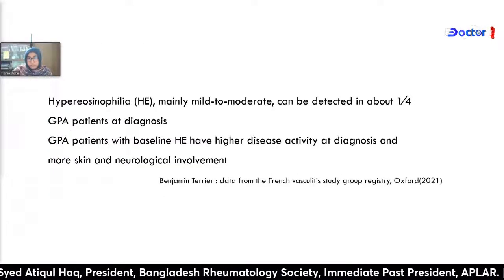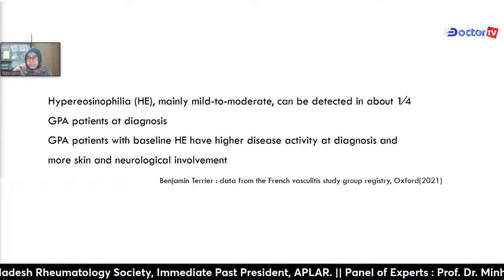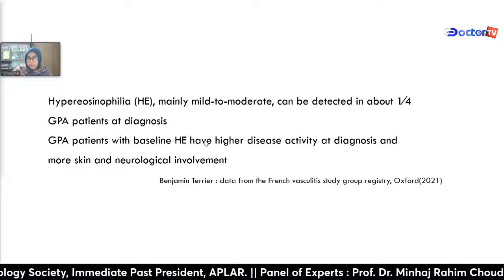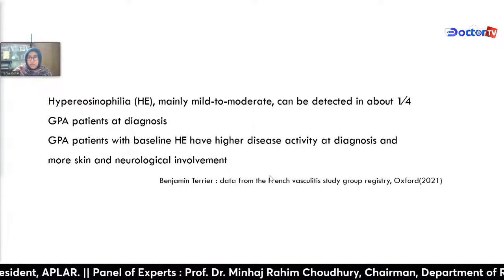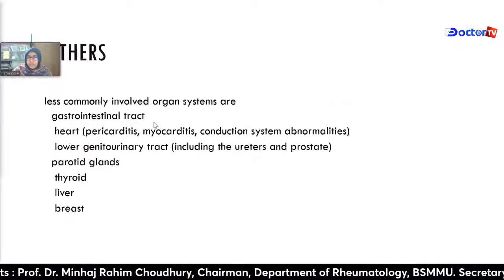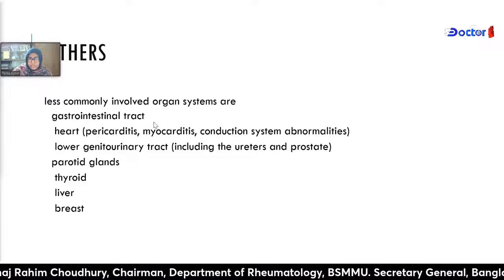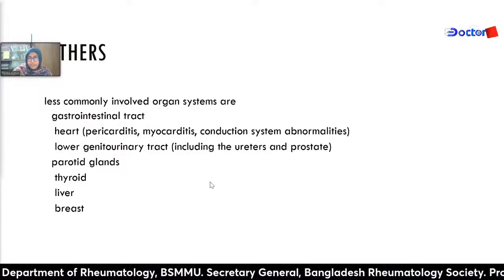In a study using data from the French Vasculitis Study Group registry, they have shown that GPA patients with baseline hypereosinophilia have higher disease activity at the time of diagnosis, with more skin and neurological involvement. The less commonly involved organ systems are the GI tract, heart, lower genitourinary tract, thyroid gland, liver, and breast.